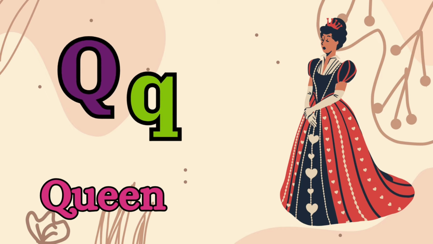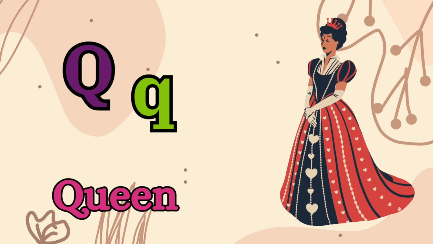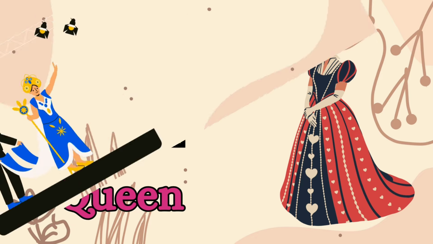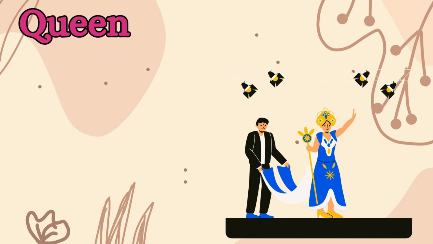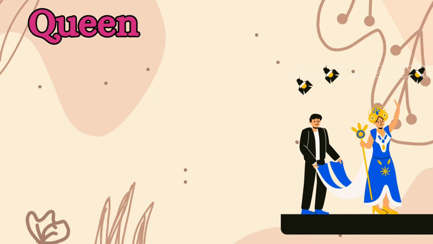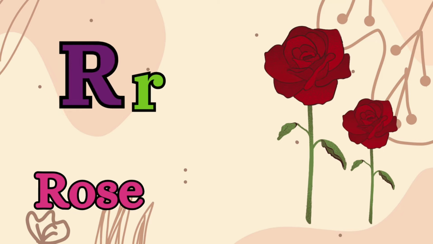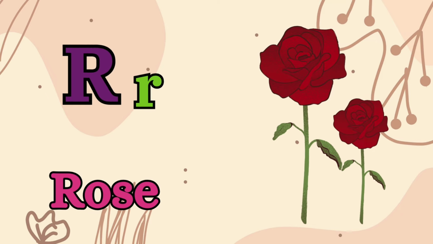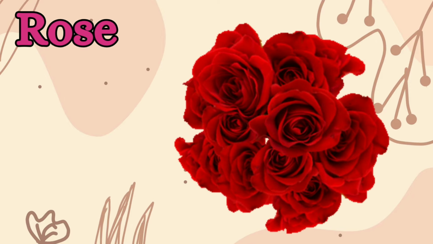Q. Q for queen. Q-U-E-E-N. Queen. R. R for rose. R-O-S-E. Rose.